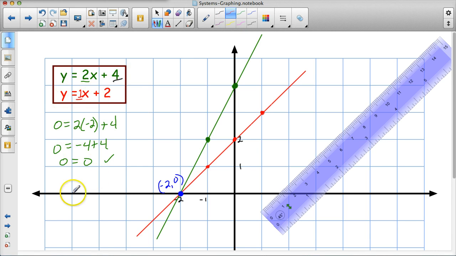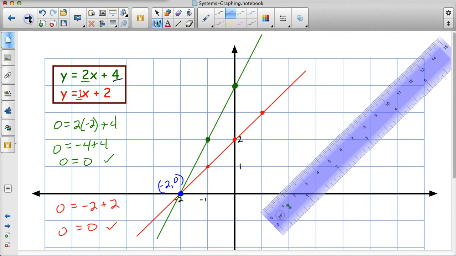Let's try it in the red line. Does 0 equal -2 plus 2? Well, does 0 equal 0? It does. So the point -2, 0 is also a solution to my red equation. So it is a solution to both equations in my system, and it is a solution to my system. When we have a system of equations that produces exactly one solution, we call that system consistent and independent.